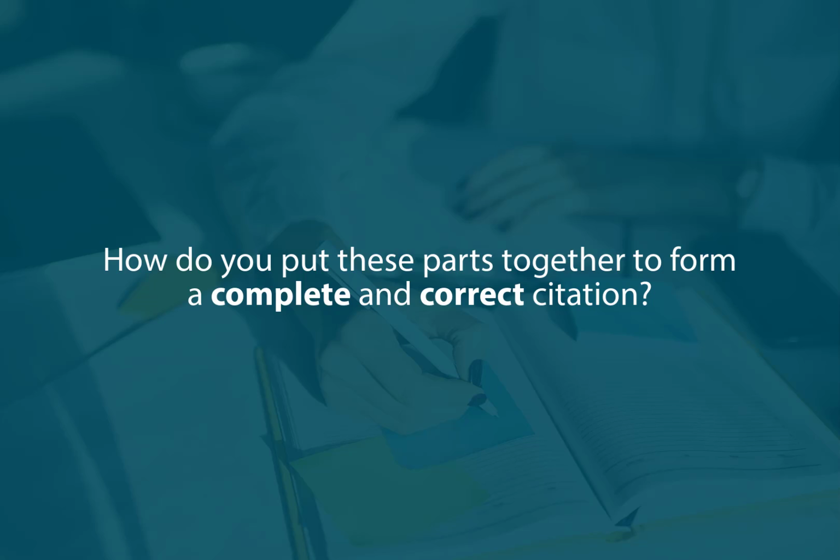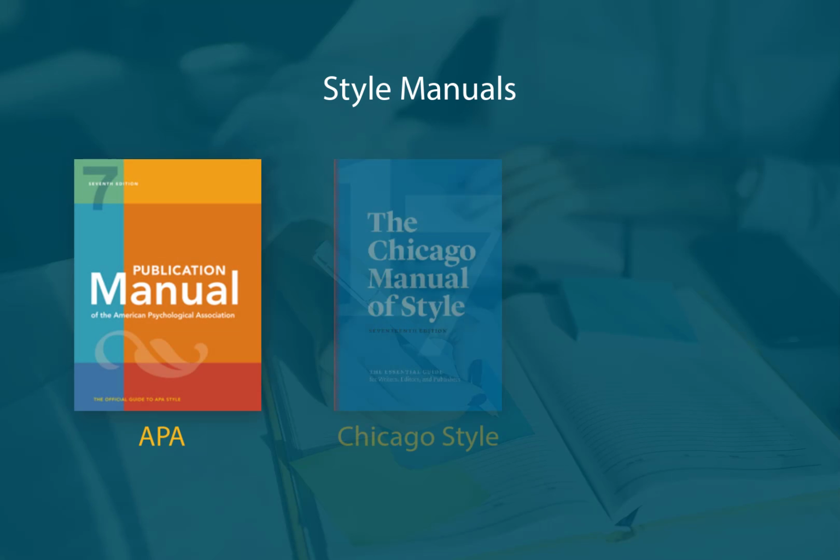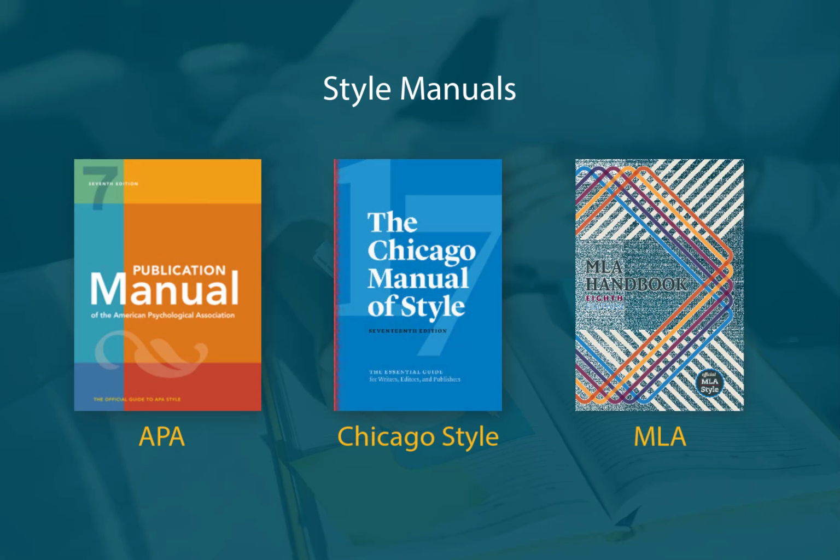But how do you put these parts together to form a complete and correct citation? Before you can build your citations, you need to know what citation style you will use. Style manuals provide the rules that affect how citations look and how they are referenced in a text. They provide guidance about what to cite and when, as well as additional guidance about academic and professional writing and research. To learn more about the specifics of each style, you can consult the style manuals themselves or the respective websites.